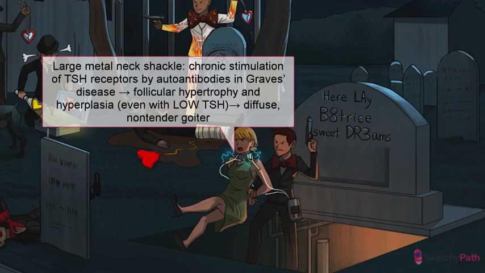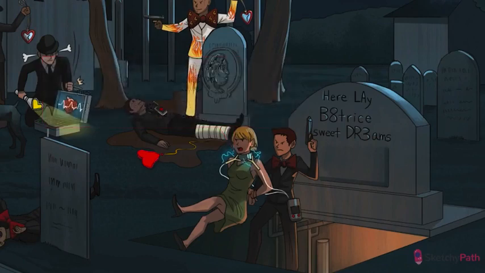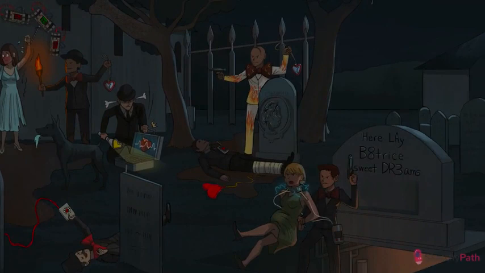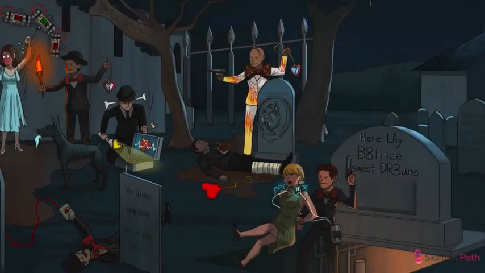Autoantibodies also cause follicular cell hypertrophy and hyperplasia, which can lead to a diffuse, non-tender enlargement of the thyroid, or goiter. Remember, this is in spite of a low TSH level. Contrast this with Hashimoto's thyroiditis and endemic goiter, in which hypothyroidism causes increased levels of TSH. In these disorders, it's TSH that's causing the gland hypertrophy.